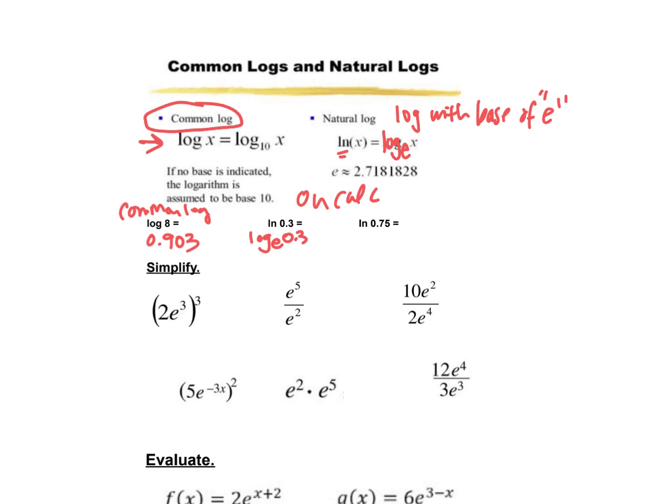What is ln 0.3? And when you push ln 0.3, you're going to get negative 1.204. Okay? Here's another one, ln 0.75. So again, ln means log base e of 0.75. But in your calculator, you're just going to push ln 0.75. And what does that equal? Negative 0.288. Okay, pretty simple. It's nice that your calculator has a button that's just ln.